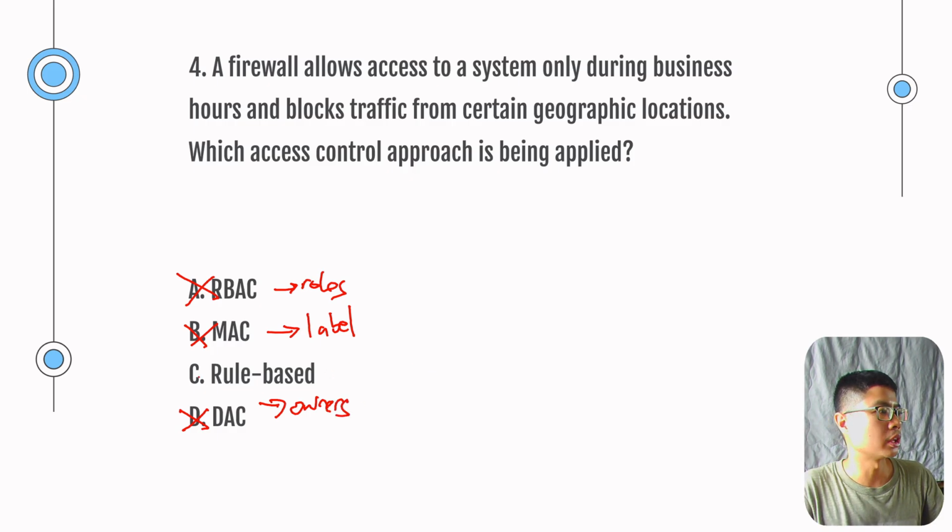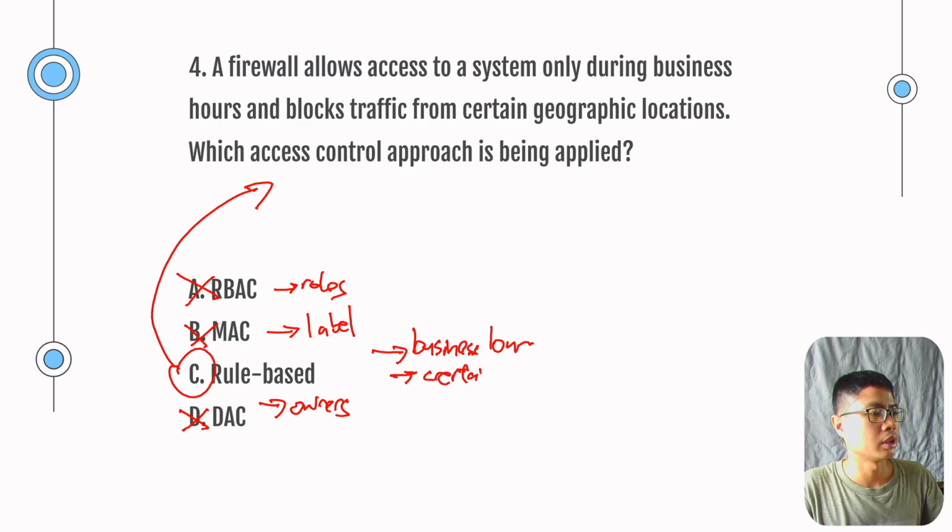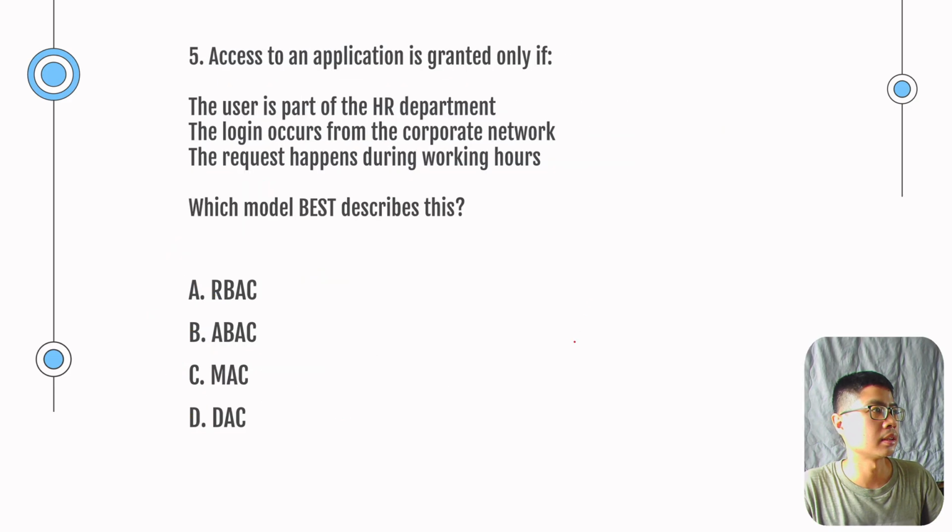So this is something new. It's called rule-based access control. And so basically there are certain rules such as allowing only during business hours, allowing based on certain locations, and this is an example of a rule-based access control, which is C.